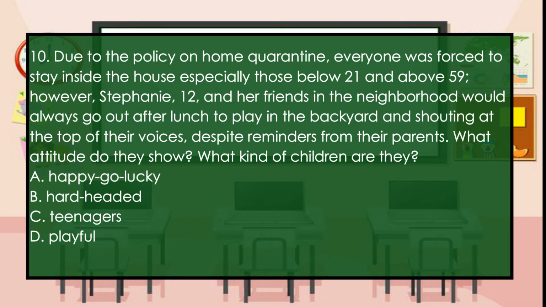Last number. Due to the policy on home quarantine, everyone was forced to stay inside the house, especially those below 21 and above 59. However, Stephanie, 12, and her friends in the neighborhood would always go out after lunch to play in the backyard and shout at the top of their voices, despite reminders from their parents. What attitude do they show? What kind of children are they?